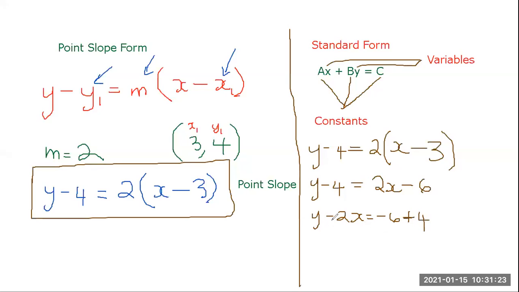Now I have my x and y on that side, and then my number on the other side, my constant that doesn't have a variable, which in this case would be c. So if I solve this out, I get negative 2 right there. And I'm going to rearrange it so that my x variable is first and my y variable is second. So this becomes negative 2x plus y equals negative 2.